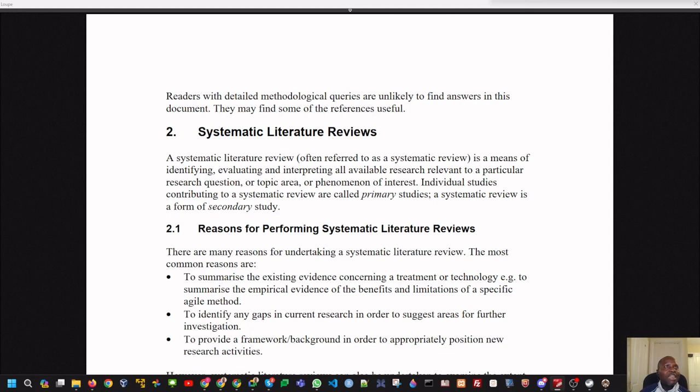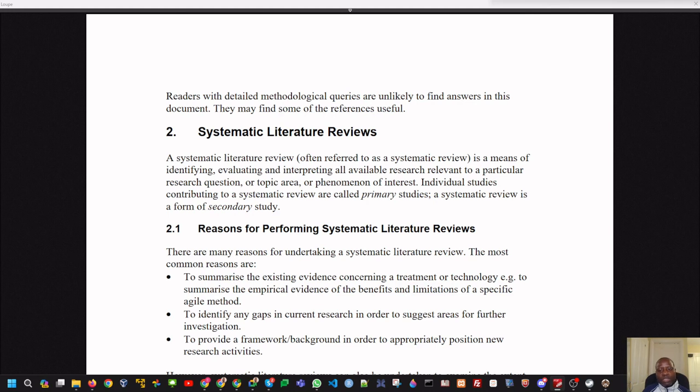The other one is to find any gaps in the current research in order to suggest areas for further investigation. This is important for those who are doing a PhD and want to pick a project, or anyone who just wants to do research in a particular area. You want to see the gaps, so that you can also start doing work that contributes to that area.